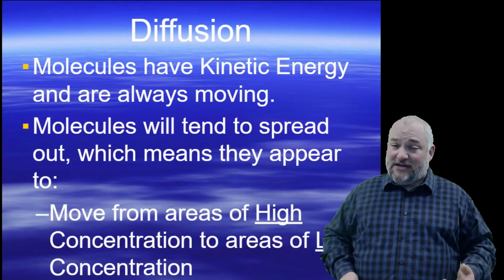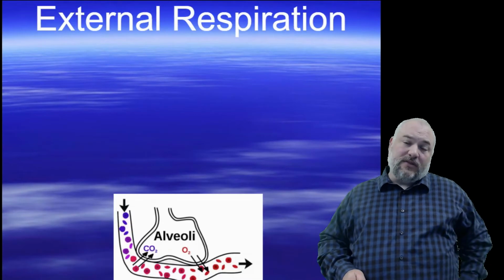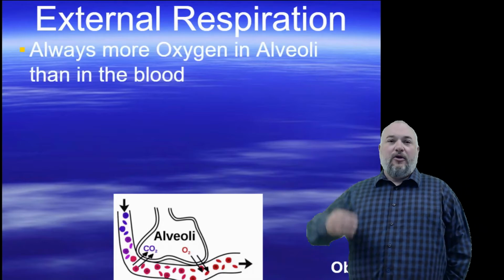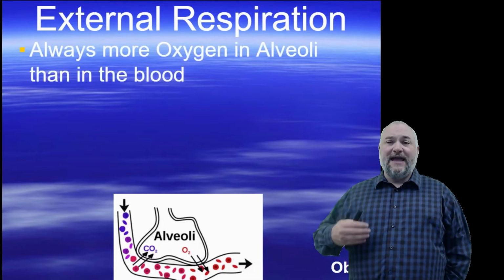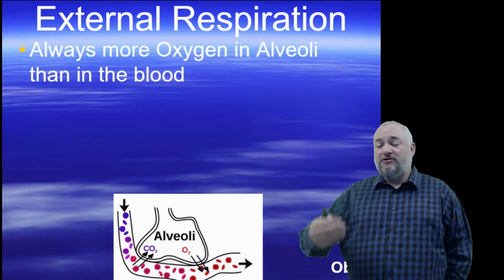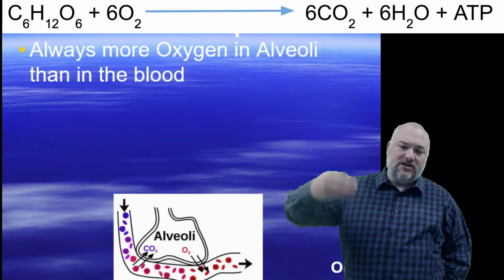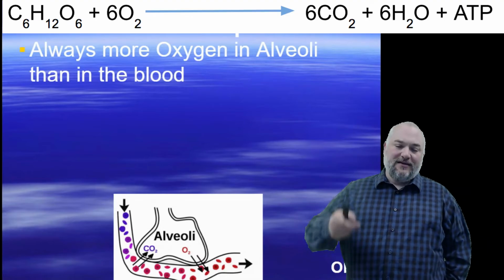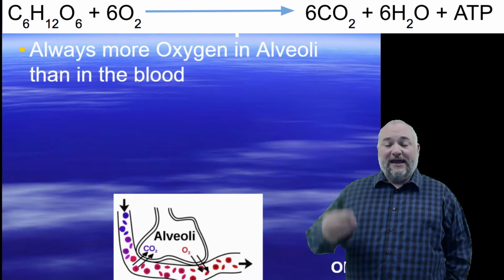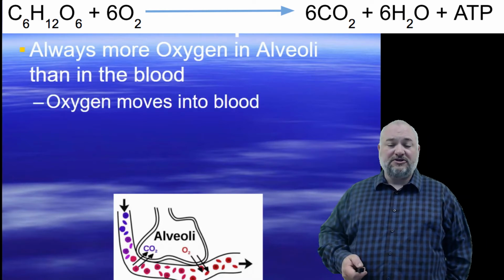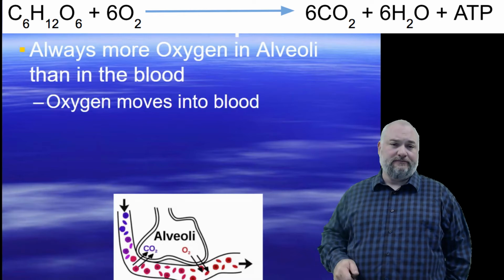They really use that when it comes to moving gases. So let's take a look at external respiration with this. There is always more oxygen in the air in the alveoli than in the blood because we're always using up oxygen. So we can never get more oxygen in our blood than what's in the atmosphere. There's always going to be a higher concentration of oxygen, as you see down there in that picture, in the air. Which means oxygen is going to go from high to low into the blood.